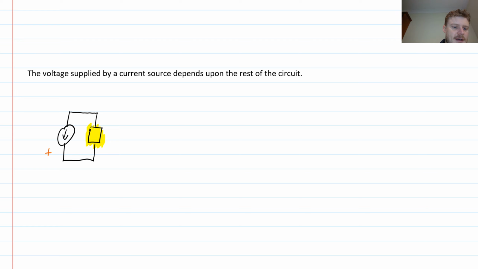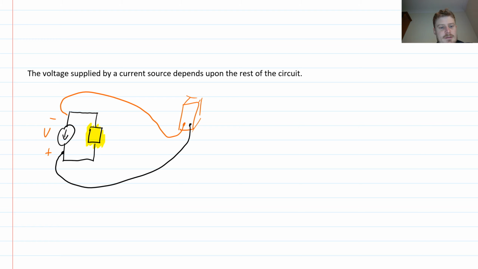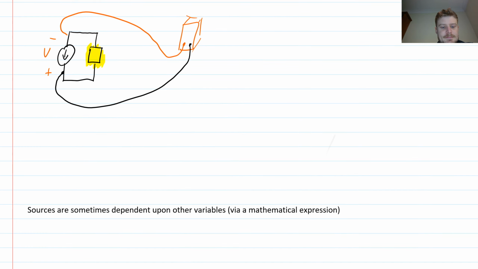The voltage across the current source, by the way, is the voltage that you would measure if you connected a multimeter across the pins of that current source. In other words, I have my multimeter with its wires, and I put one wire here and another wire here, and I do that sort of measurement. This depends on the rest of the circuit. Again, this is not obvious, and you have to do a little bit of work in order to know the voltage that is supplied by a current source.